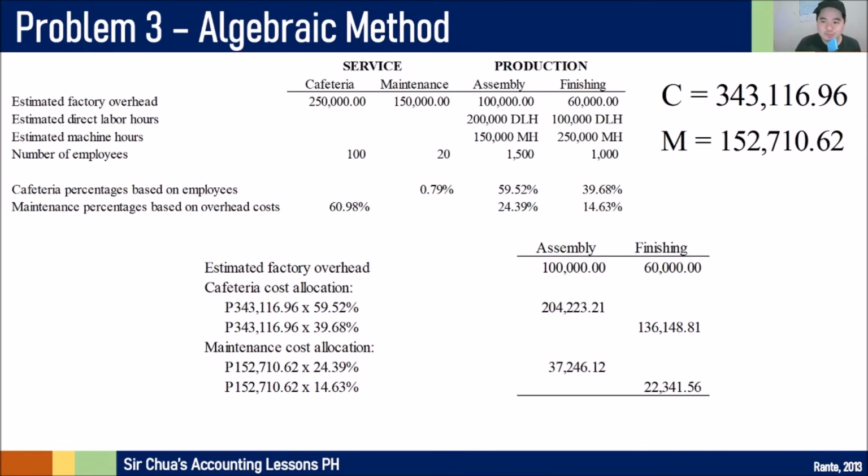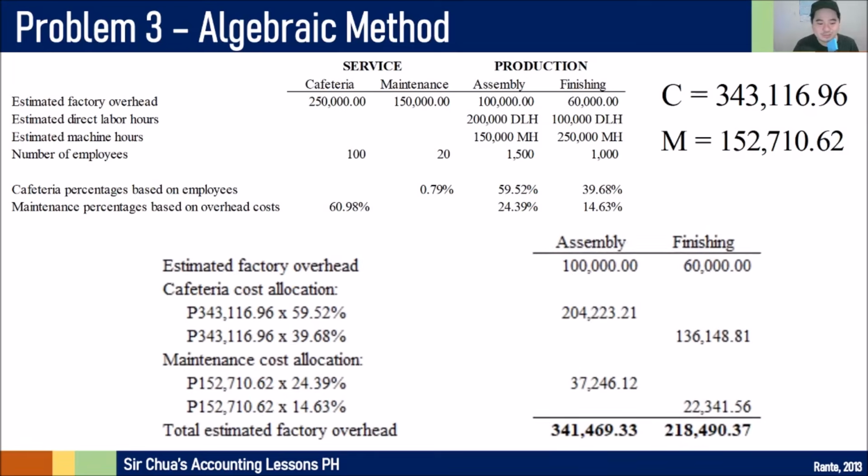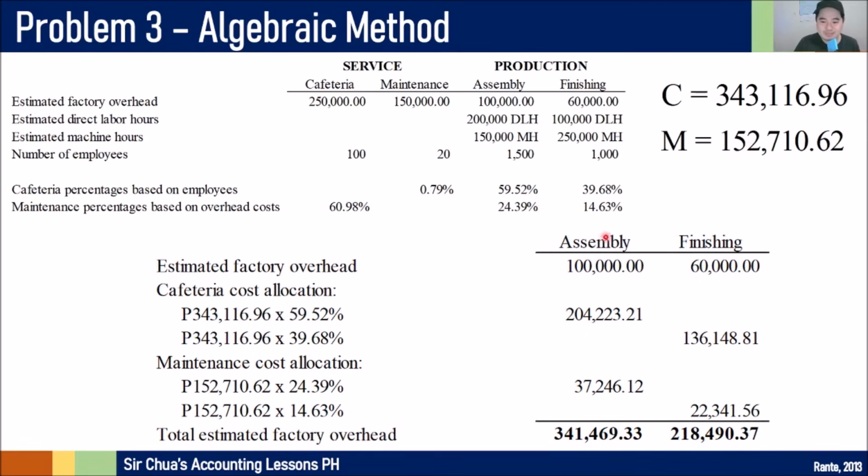So, pag na-allocate mo na po yung mga cost na yon, ito na po yung magiging total overhead for the assembly and finishing department. For assembly is 341,469.33 and for finishing is 218,490.37. So always remember, kaya po nagbago na yung ina-allocate nating cost kay cafeteria and maintenance kasi yung C cost natin dapat may laman na ng M at yung M cost natin dapat may laman na ng C kasi they are providing reciprocal services to each other.